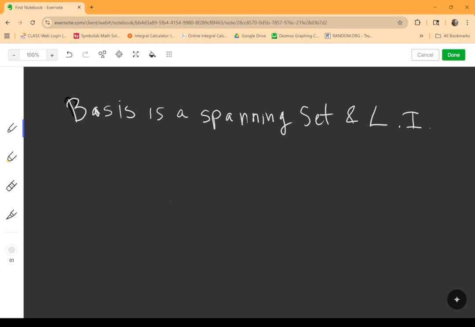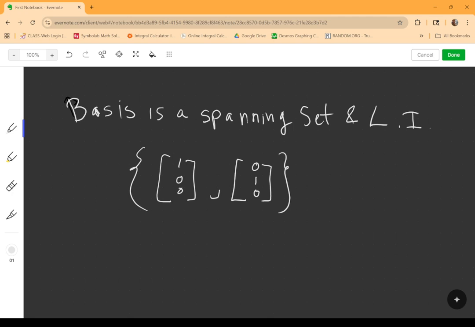So we could have a spanning set that is not linearly independent, in which case it is not a basis, just a spanning set. We could have a linearly independent set that is not a spanning set. A quick way to think of that: if we think of just these two vectors, let's say this was my vector set. These are linearly independent, but we do not have a spanning set, so it's not a basis.